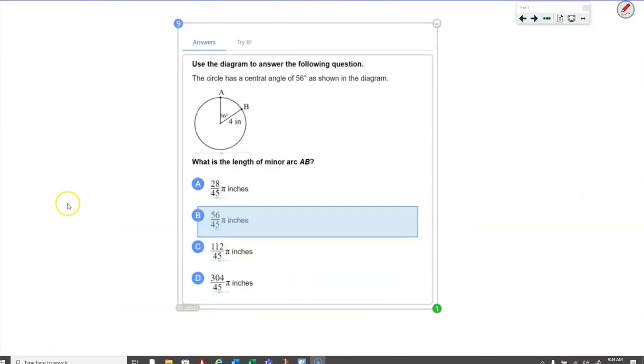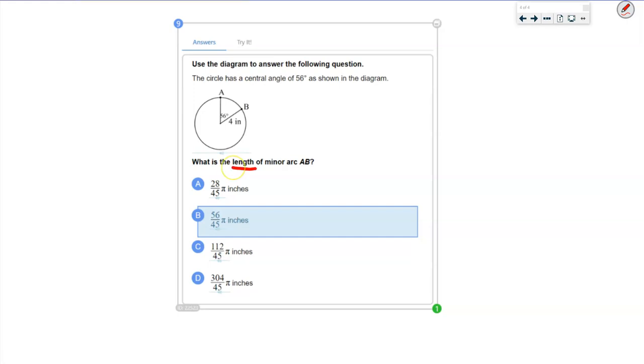It says, use the diagram to answer the following question. The circle has a center angle of 56 degrees. As shown in the diagram, what's the length of minor arc AB? So that is going to be arc length that is asking us here, right? So that's L equals 2 pi r theta. Again, this is on your formula sheet, divided by 360.